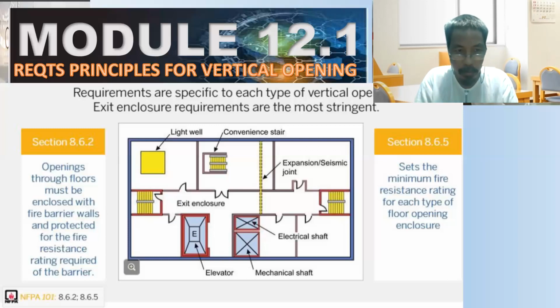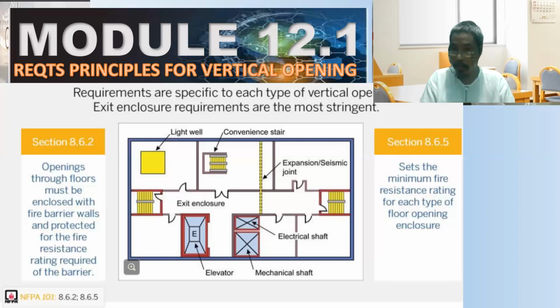Section 8.6.2: openings through floors must be enclosed with fire barrier walls and protected for the fire resistance rating required of the barrier. Section 8.6.5 sets the minimum fire resistance rating for each type of floor opening enclosure. So we have to have a fire barrier wall and the appropriate protection given by the code, as this provision says. We have a picture here.